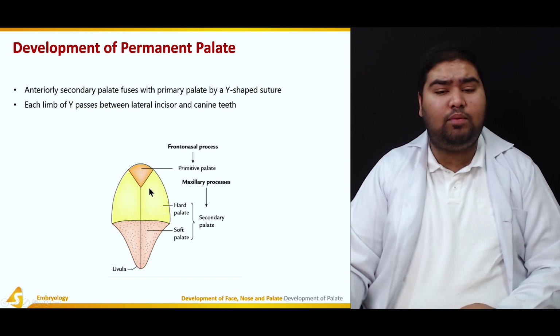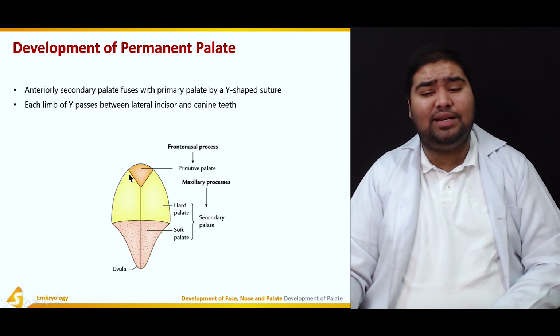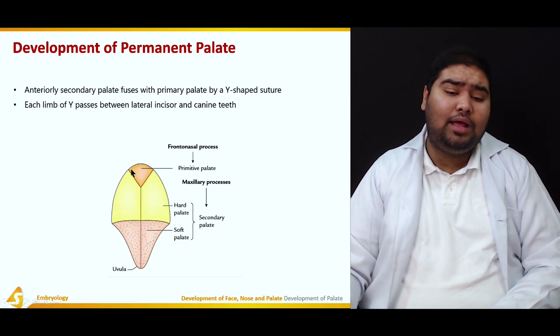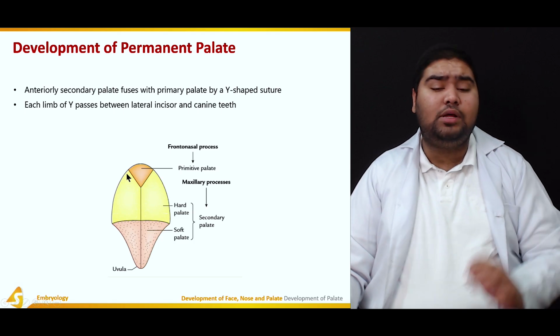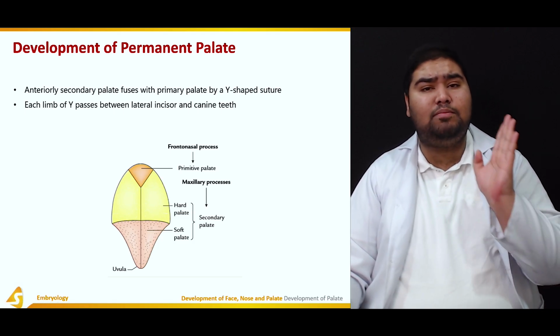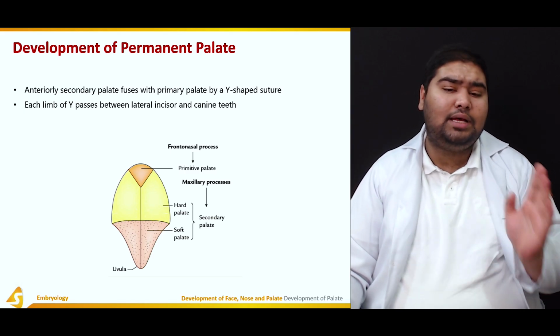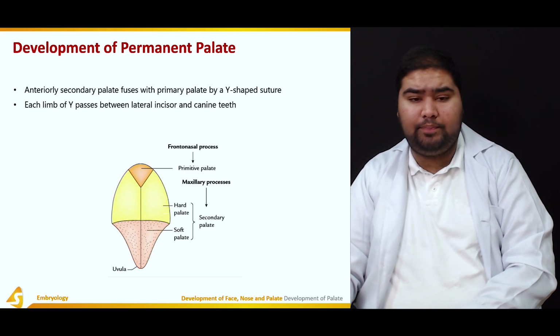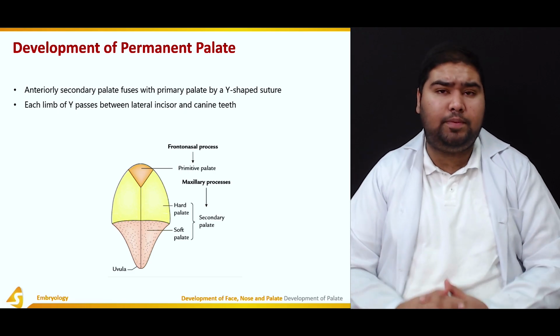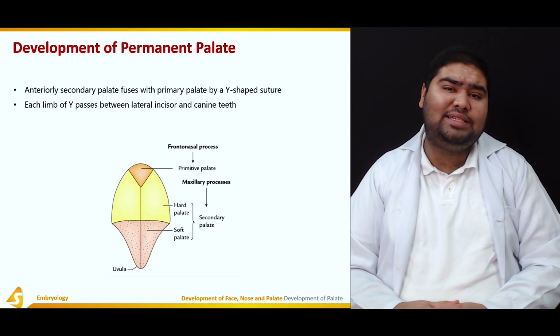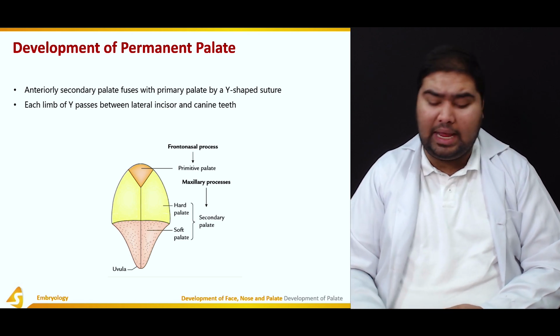Now each limb of the Y passes between the lateral incisor and the canine. So the lateral incisor lies here and the canine lies here. So the lateral incisor lies medial to the limb of the Y, and the canine lies lateral to the limb of the Y. The junction between the primary and the secondary palates is marked by the incisive fossa in the adults.